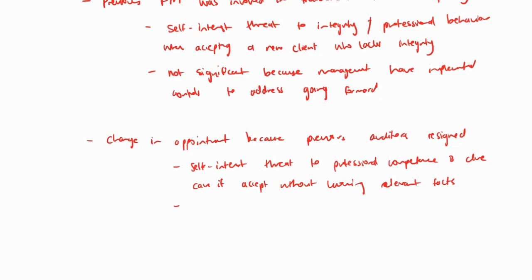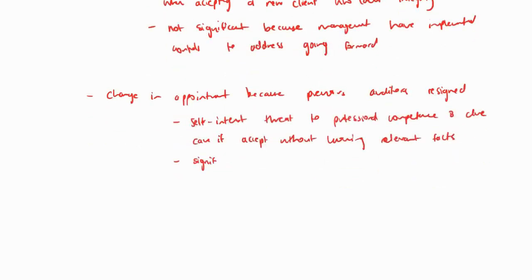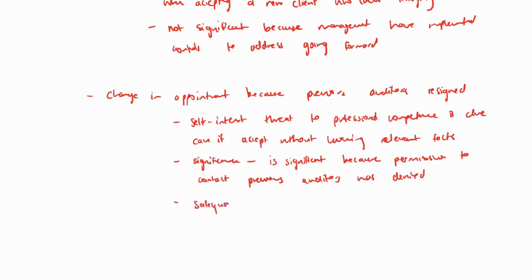You can say, yeah, the significance. You need to say this is significant because permission to contact previous auditors was denied. So safeguards would be to use alternative measures to obtain the information required, or decline the audit.